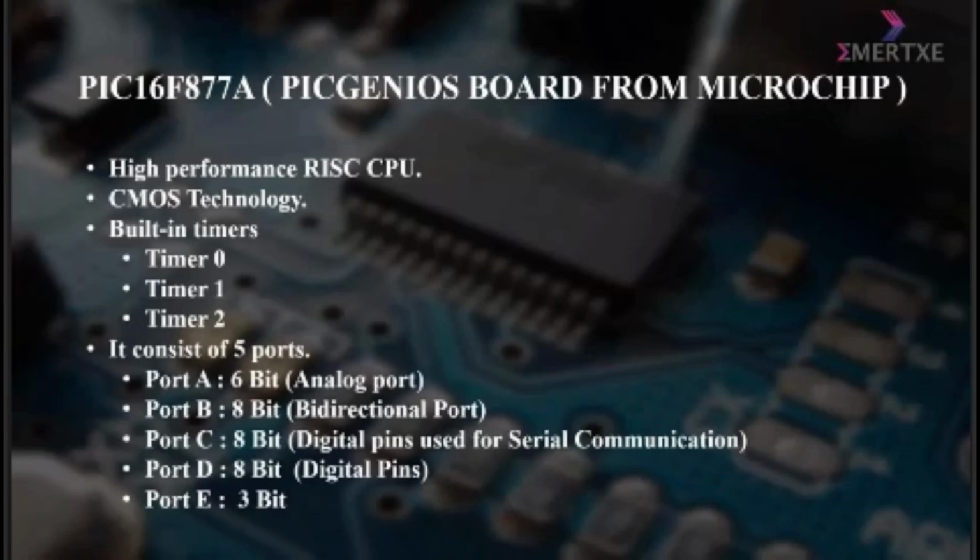Each port has a specific number of bits. We can see that port A is 6 bits. It is also called the analog port. Port B is 8 bits. It is a bidirectional port. Port C is 8 bits, and its digital pins are used for serial communication. Port D is 8 bits. It also has digital pins, and port E is 3 bits.